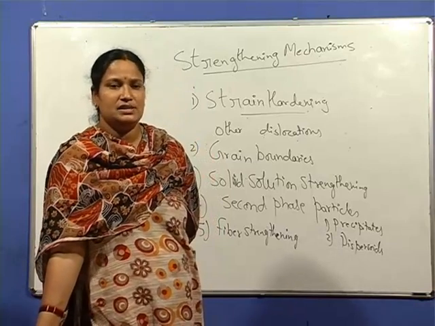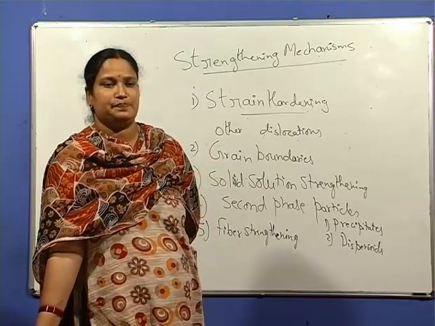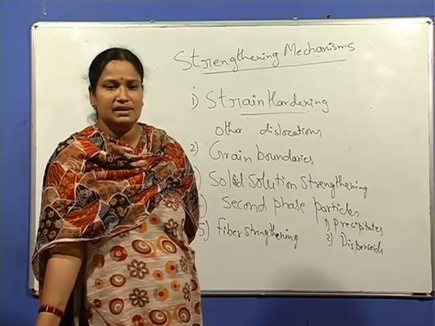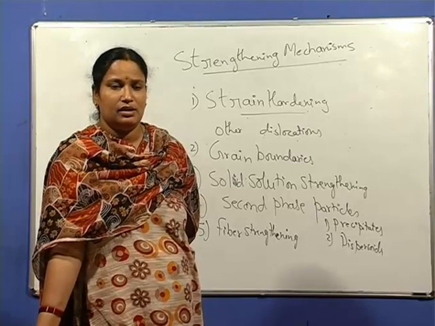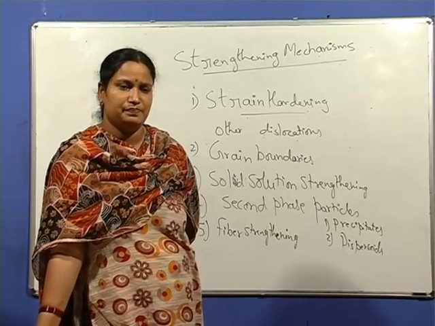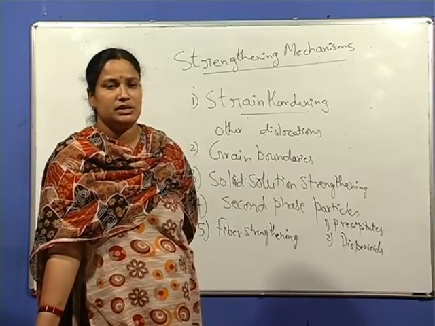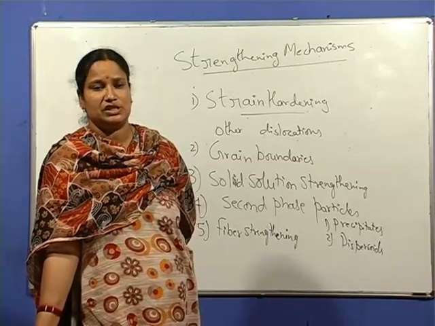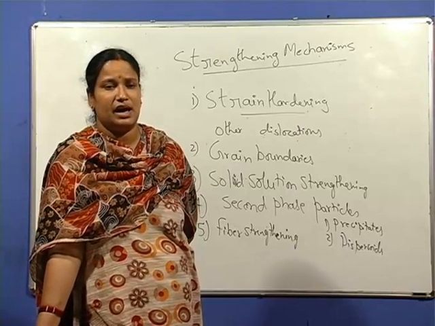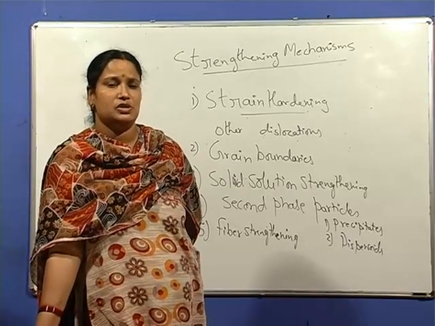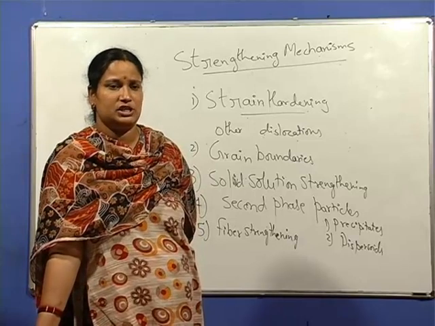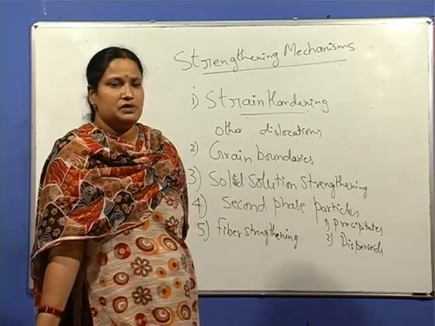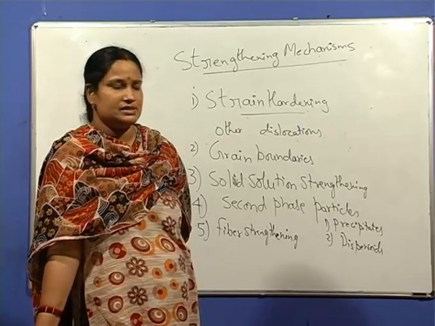So the various obstacles for the dislocation motion are, first, the dislocations themselves. Strain hardening occurs during plastic deformation, where the number of dislocations increases. As the density of dislocations increases, they themselves act as obstacles to their motion. That is the reason for strain hardening. The second type is the grain boundary. The Hall-Petch relation was already discussed.